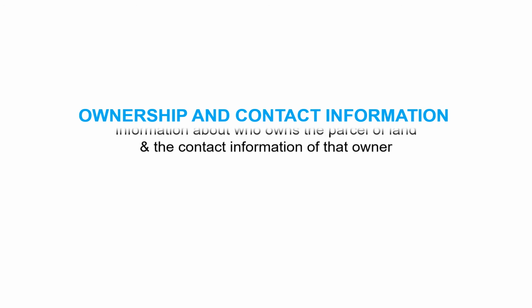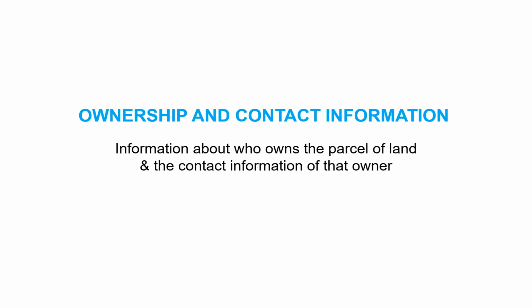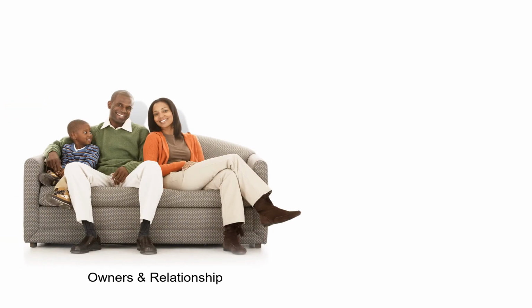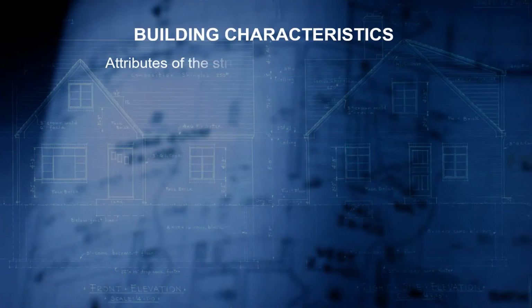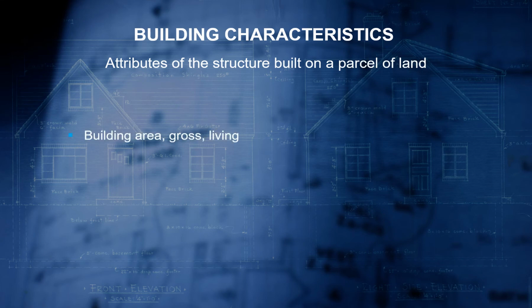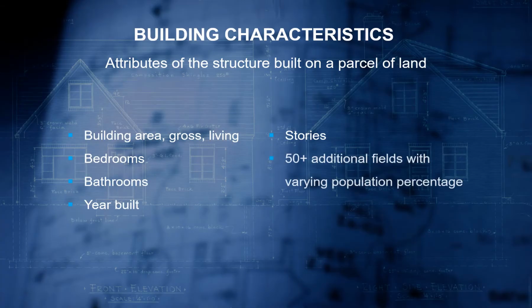Next up is the ownership and contact information. Ownership and contact information gives us information about who owns the parcel of land and the contact information of that owner. This information can also include current owner or owners of the parcel, the relationship of the owners to each other when there is more than one owner, and the ownership rights of the owners or how the property title is held. Building characteristics describe attributes of the structure built on a parcel of land. The availability of attributes varies from county to county.